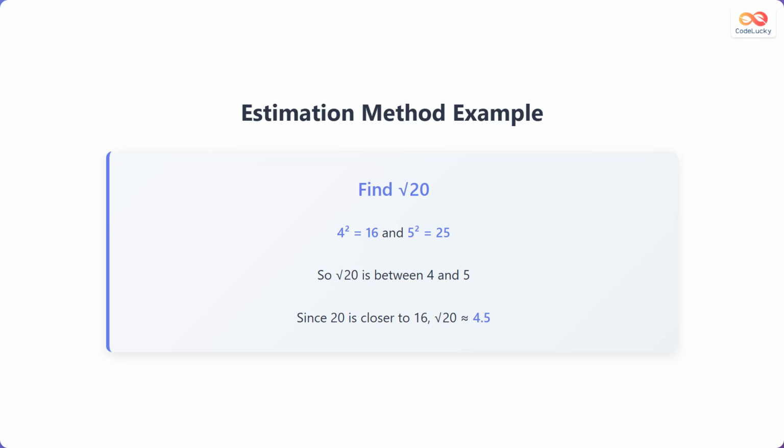Let's walk through an example using the estimation method. Imagine we want to find the square root of 20. We know that 4 squared, which is 4 times 4, equals 16, and 5 squared, which is 5 times 5, equals 25. Since 20 falls between 16 and 25, the square root of 20 must be between 4 and 5. Because 20 is closer to 16 than it is to 25, we can estimate that the square root of 20 is approximately 4.5.